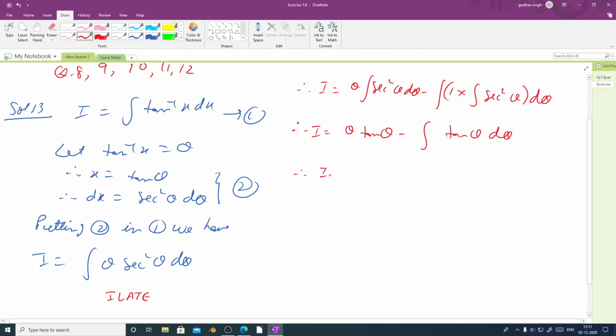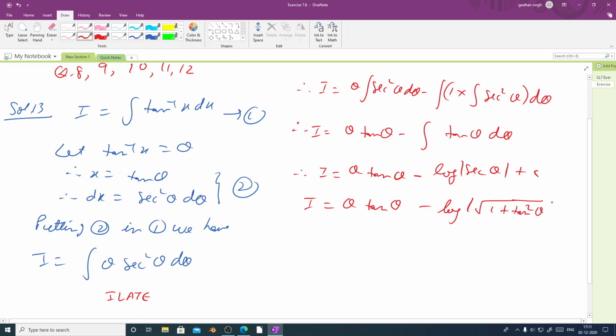Therefore I equal to theta tan theta minus integration of tan theta, which is log mod of sec theta plus c. Now our initial function is in terms of x, so for that we'll convert this sec in terms of tan. So we have I equal to theta tan theta minus log sec theta, which can be written, since we know that 1 plus tan square theta is sec square theta, as square root of 1 plus tan square theta plus c.